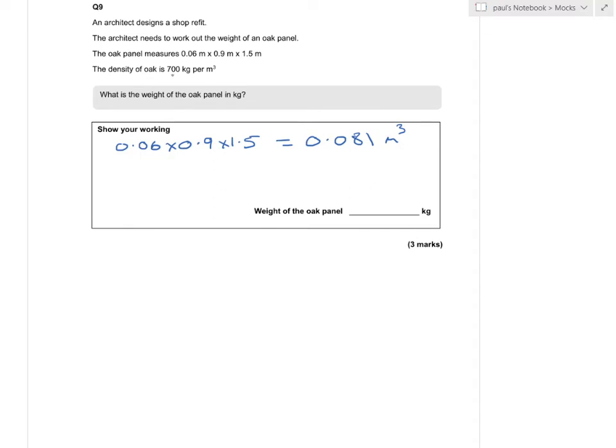Now the density is this per meter cubed. We want to work out the weight. So the density is the mass over the volume. We want to work out the mass, so the density times the volume. So 700 times 0.081 is 56.7.